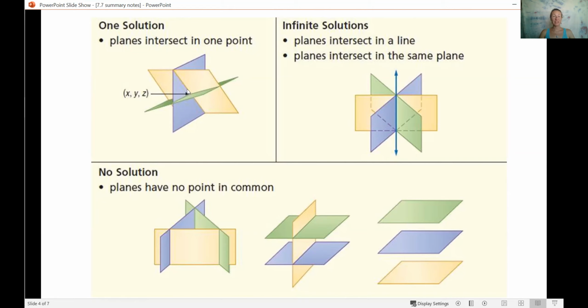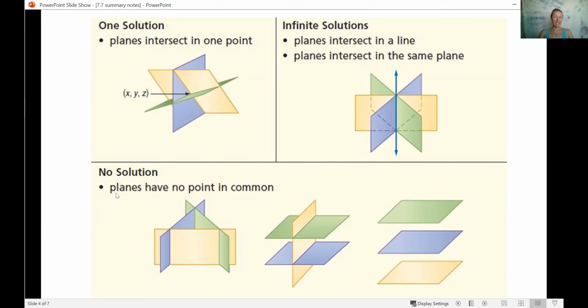There are some other things that can happen in 3-dimensional space, though. It's possible that all 3 of our planes intersect along a line. And remember, there's infinite points on a line, so it's possible to have infinite solutions, but that doesn't mean that every value is a solution. It's just that there's infinite solutions as long as all the solutions fall on this line.